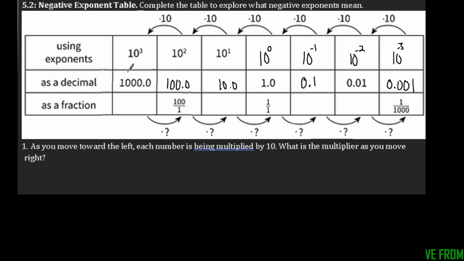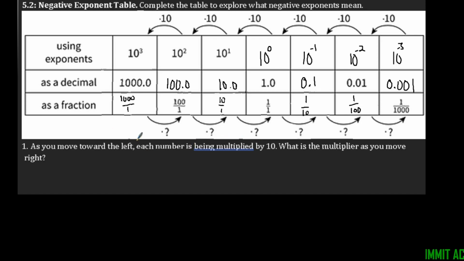And then if we were to write it as a fraction, we have 1000 divided by 1, 100 divided by 1, 10 divided by 1, 1 divided by 1. Now we have 1 divided by 10, 1 divided by 100, and 1 divided by 1,000. So notice how these patterns are working out for this table.